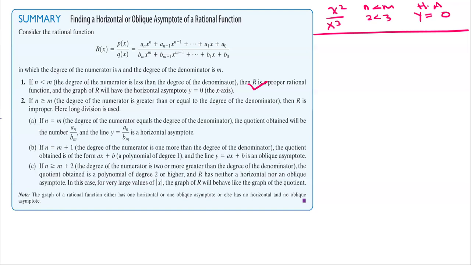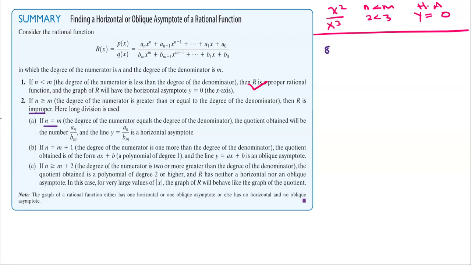It says if n is greater than or equal to m, the degree of the numerator is greater than or equal to the degree of the denominator, then r is improper. Here, long division is used. We're not going to do long division yet, but let's look at these A, B, C parts. The first part, 2A, says if the powers are equal, if n is equal to m, the quotient obtained will be the line y is equal to a_n over b_m, which is a horizontal asymptote. Okay, what does that say?